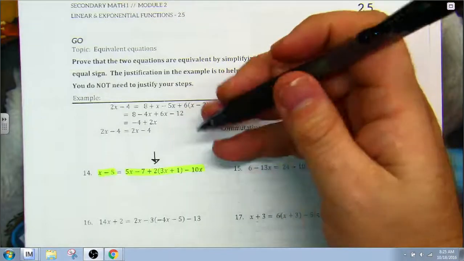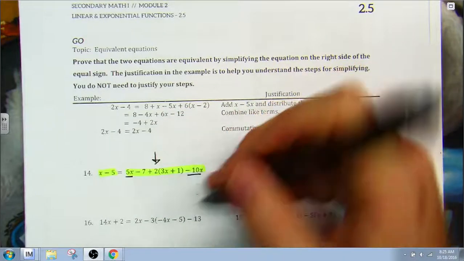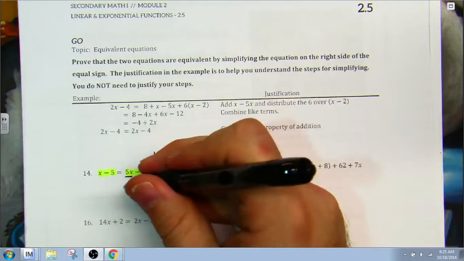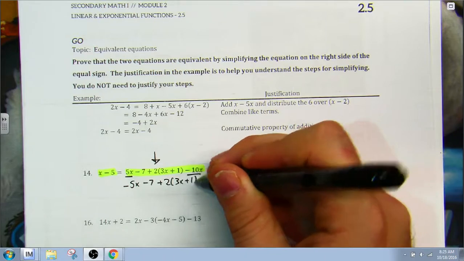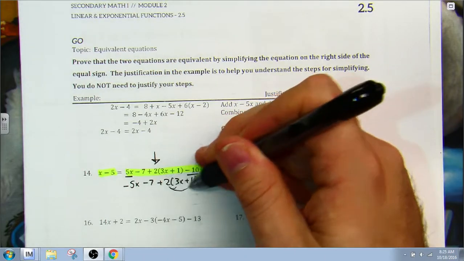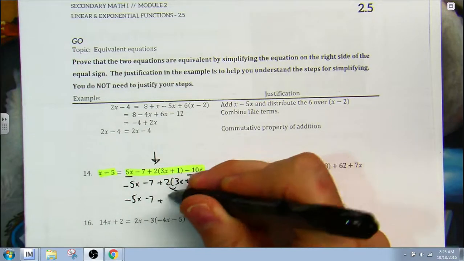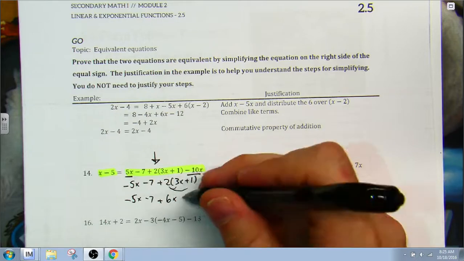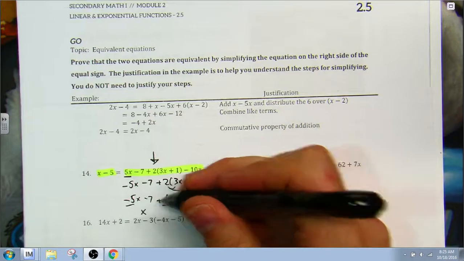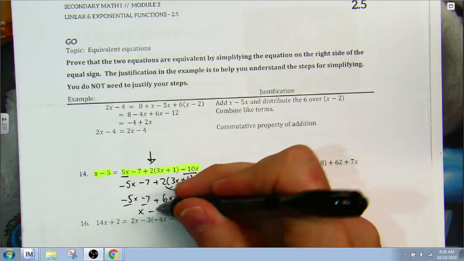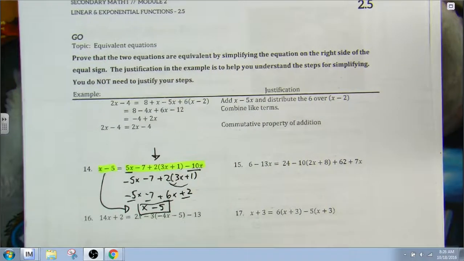So I'm going to look at this and see if I can combine like terms. Yeah, I have an x term and another one here. So let me go ahead and do that. 5 minus 10 is going to be negative 5x minus 7 plus 2 times 3x plus 1. Now I'm going to distribute here. Simplify that a little bit. So I have negative 5x minus 7 plus, this 2 times 3x is 6x. 2 times 1 is 2. And combine terms again. Negative 5 plus 6 is just a single x. Negative 7 plus 2 is going to be a negative 5. And sure enough, those are the same thing. I have shown that they are the same.